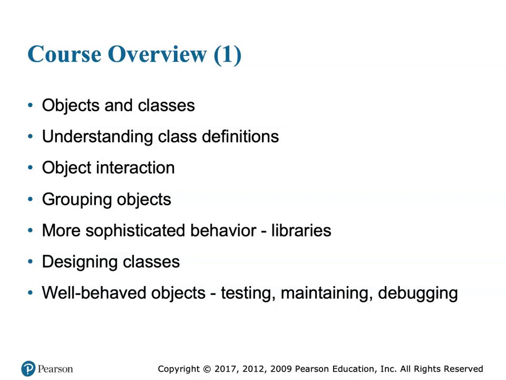So again, the very broad view of what we're going to be doing. We're going to be looking at objects and classes, which you were introduced to in your introductory courses. We will understand how to define a class. We'll talk about how objects interact with one another. And while there are many different ways to get objects to interact, there are certain ways that will make it much easier to maintain those interactions. So it's not going to be so much can we get something to work at all, but can we get something to work cleanly?